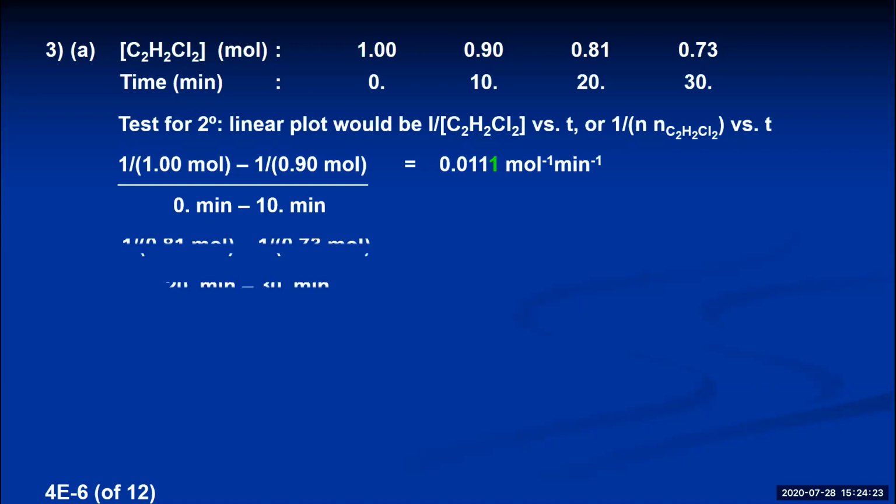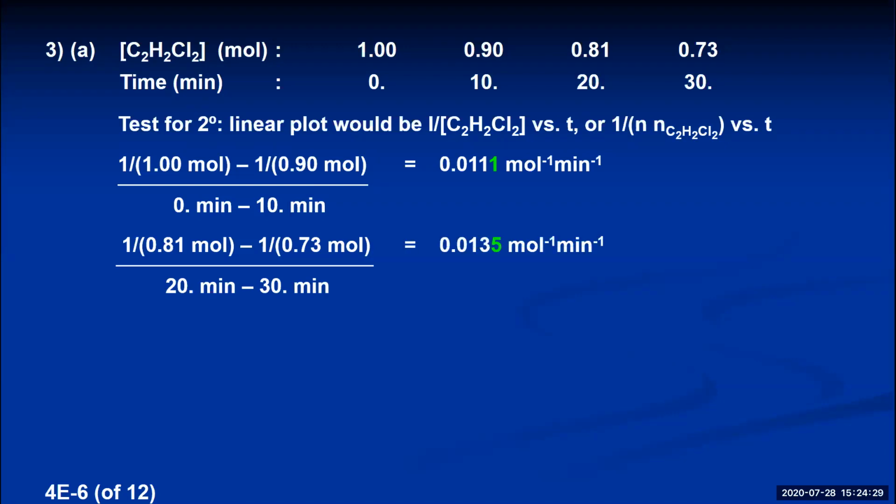For the third and fourth points, 1 over 0.81 minus 1 over 0.73 divided by 20 minus 30 gives me a slope of 0.0135 moles to the minus 1 minutes to the minus 1. These are definitely not the same, so therefore it's not second order.